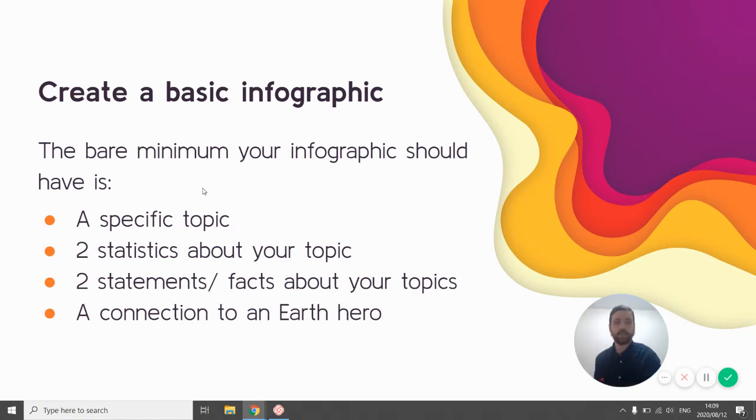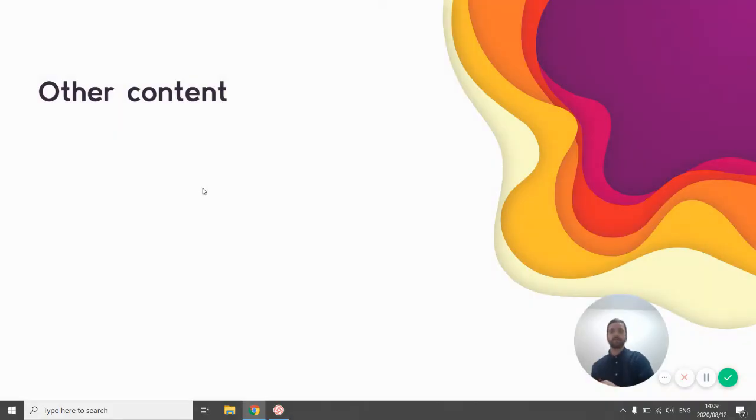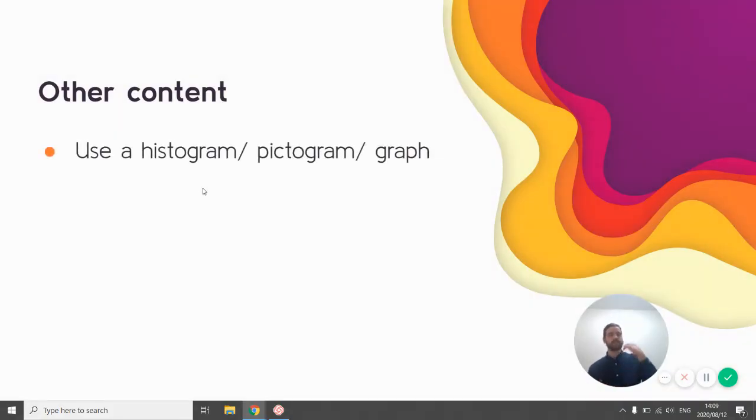Okay? So this is the basic information. That's what you need, bare minimum. So this is what you first aim to get. After this, I want you to add other stuff. Make it a little more exciting. Add some histograms or pictograms or graphs, if you haven't already, to really drive home what you're trying to say.